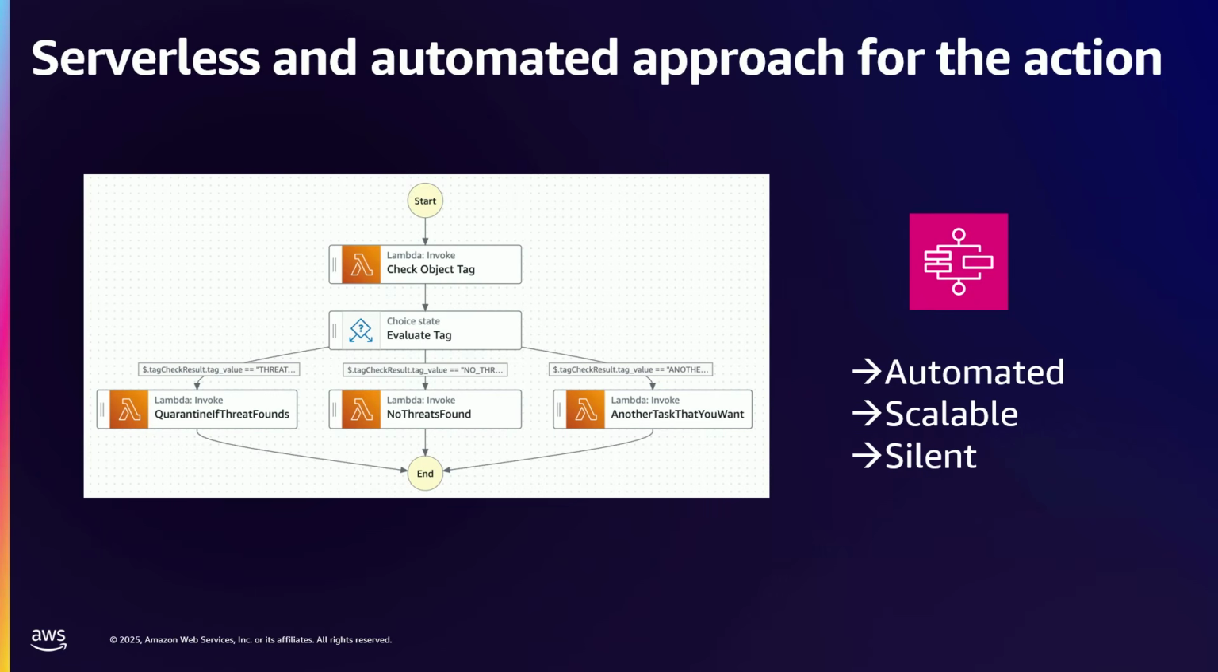And if you have the threats found tag, you can call this automated flow with AWS Step Functions. You can call the quarantine-if-threats-found Lambda. At this point, we need to get the malware object from the original bucket and send it to the quarantine bucket, because we need to investigate what the issue is.